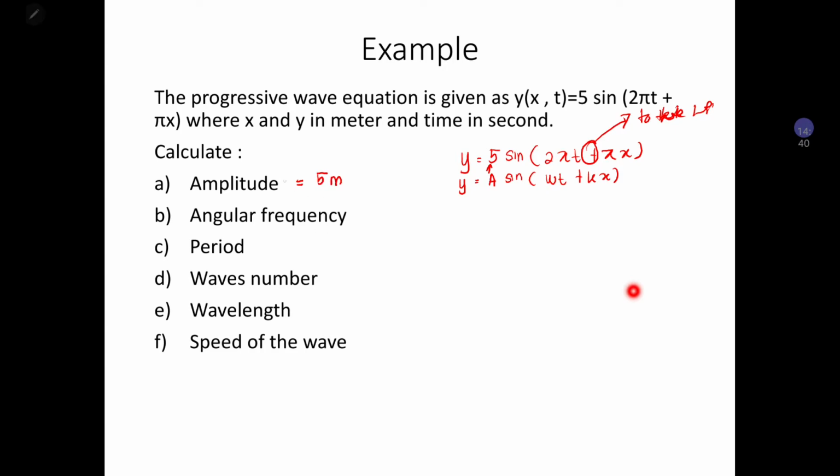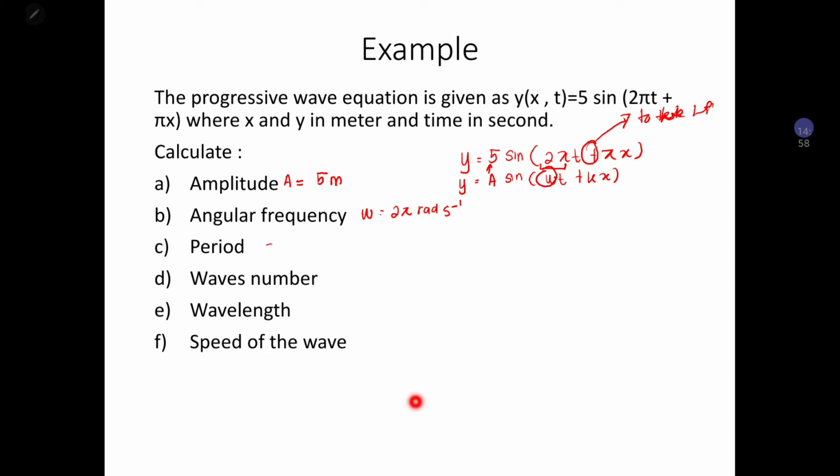Angular frequency. Omega. Omega, comparekan, omega sama dengan 2 pi. Okay, so sama dengan 2 pi. Unit rad second negative 1.